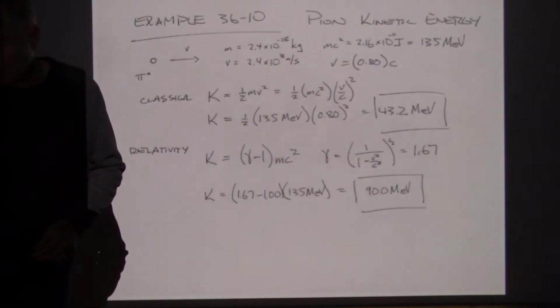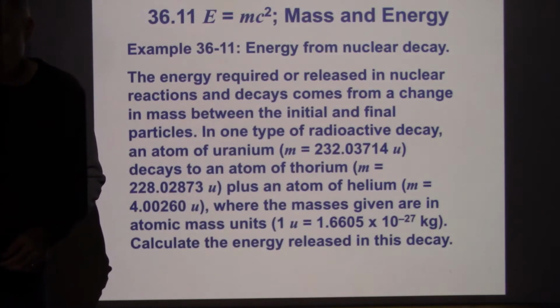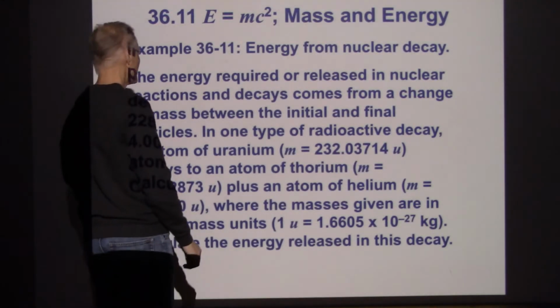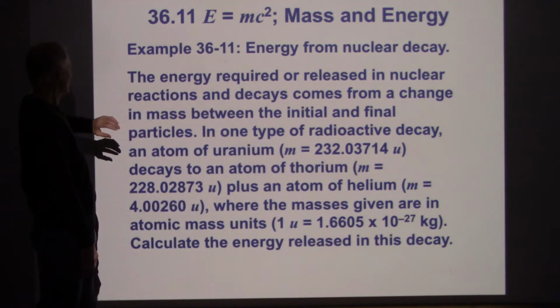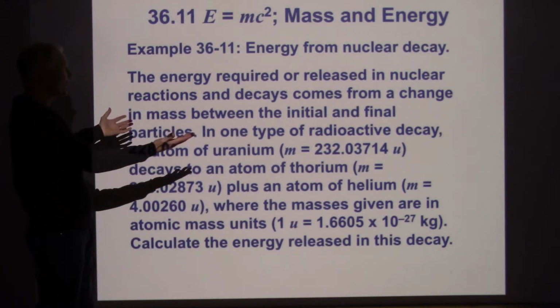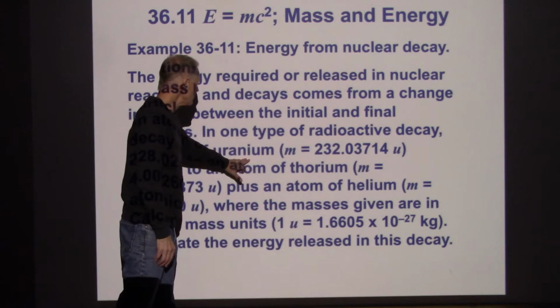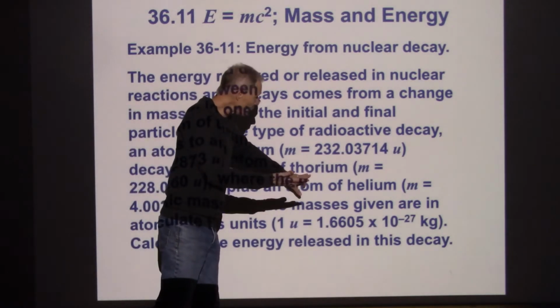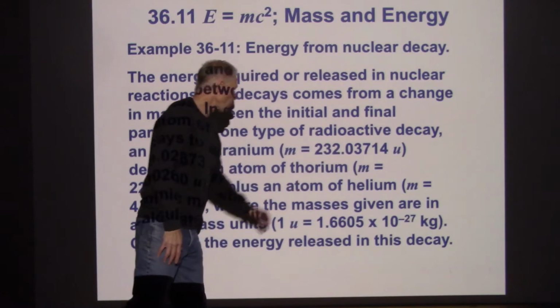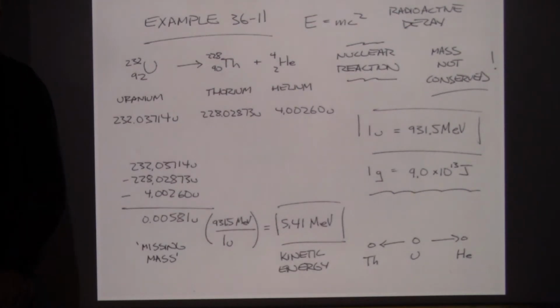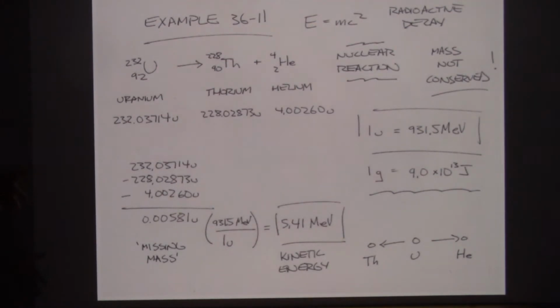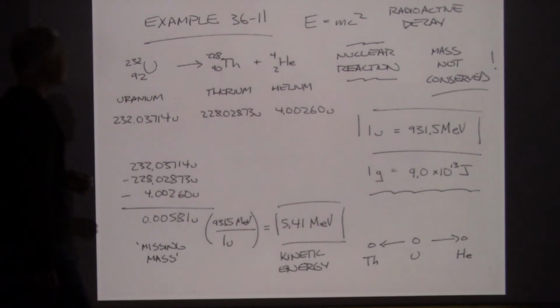So here's an example. Let's take a look at this. We've got, this was the pion kinetic energy. Here we have energy from a nuclear reactor. This is just radioactive decay. So this is a uranium nucleus decaying through alpha decay, which we'll see in a few chapters, into thorium and helium. What does the energy release look like? What we were claiming a while ago is that we can take a certain amount of mass and convert it to kinetic energy. Let's see how this works.